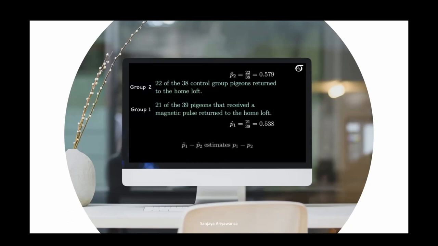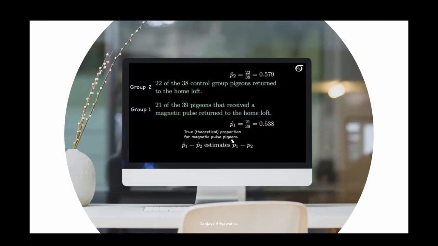The difference in sample proportions, P1 hat minus P2 hat, estimates the difference in population proportions, P1 minus P2. P1 is the population proportion for magnetic pulse pigeons. P1 is a parameter representing the true theoretical proportion of homing pigeons treated by a magnetic pulse that would return to the home loft under the conditions of this experiment.